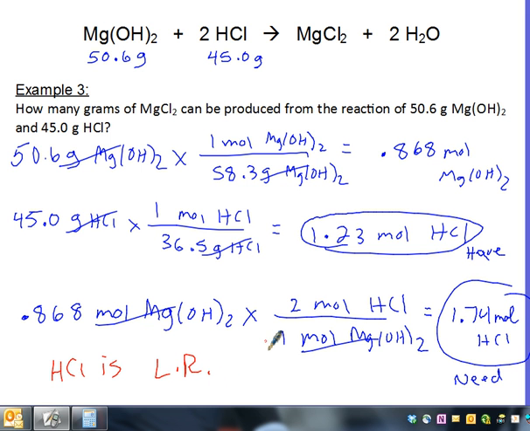Now, when we do the problem, once you know what the limiting reactant is, you just use that information and then you solve the problem. So we want to know how many grams of MgCl2. So now, this is just like what you've been doing. Once you know what the limiting reactant is, you use that information because that actually limits how much of this is produced. So we're going from here to grams of MgCl2. So let's go ahead and solve this.